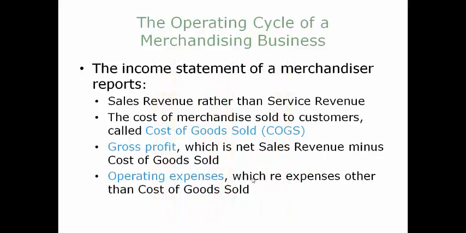Now, you notice that the difference is that for a merchandising company, where before we had service revenue, now we have sales revenue. And we have this new account. First, we have sales revenue, like we talked about, but we also have another account called cost of goods sold. Cost of goods sold is the price that they paid for the merchandise that they're selling, and the sales revenue is what they charged you.